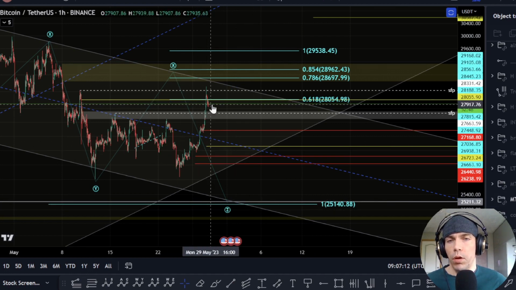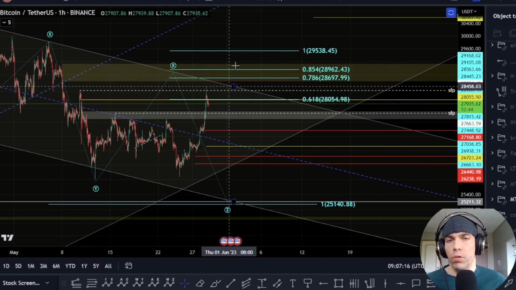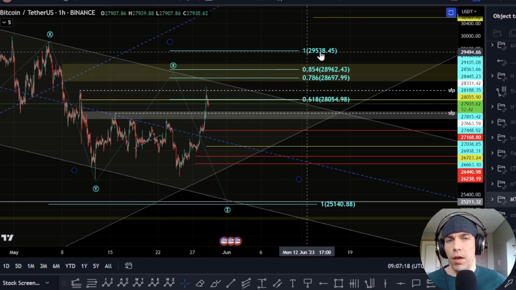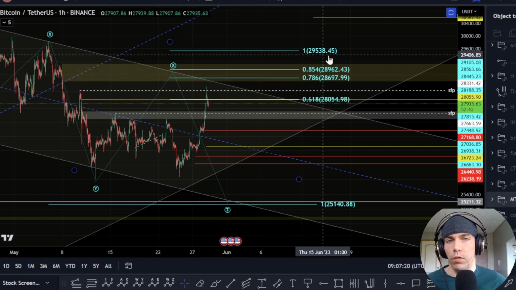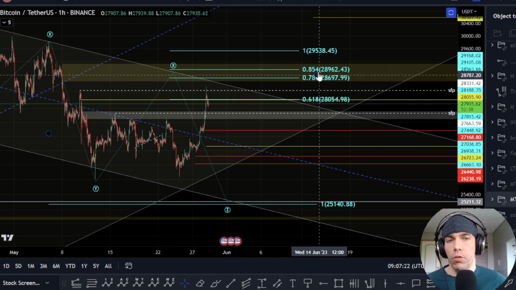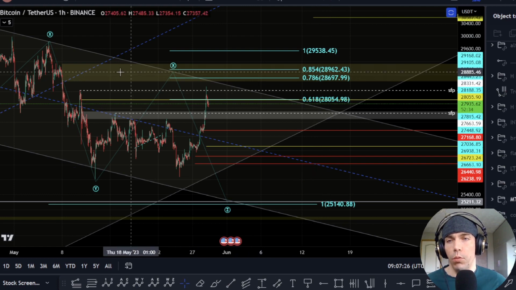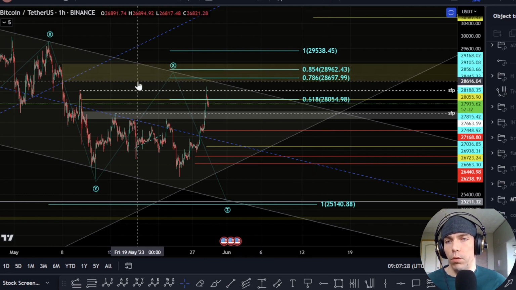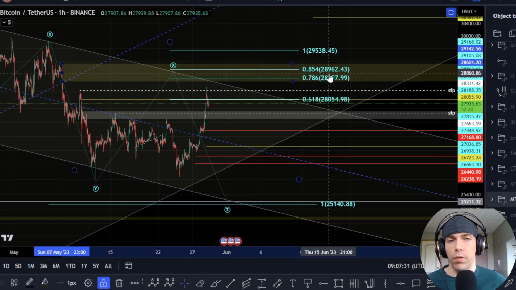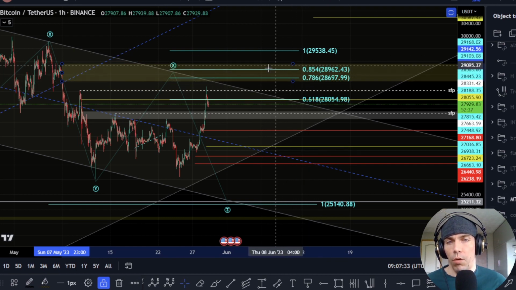So what we were talking about is a couple of things. This 0.618, we've come past it. Now we're also looking that we could potentially come up higher here. One to one of the previous X wave is this 29,538. We do have this cluster of the 0.786 and the 0.854 up here right within this yellow target zone that we were discussing previously, so I would be keeping an eye on this area as well.